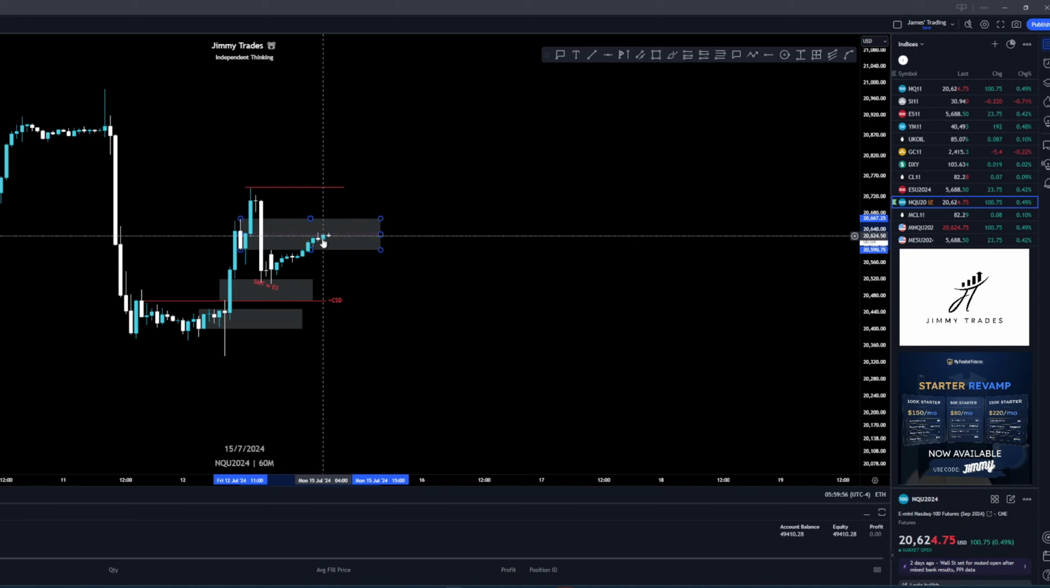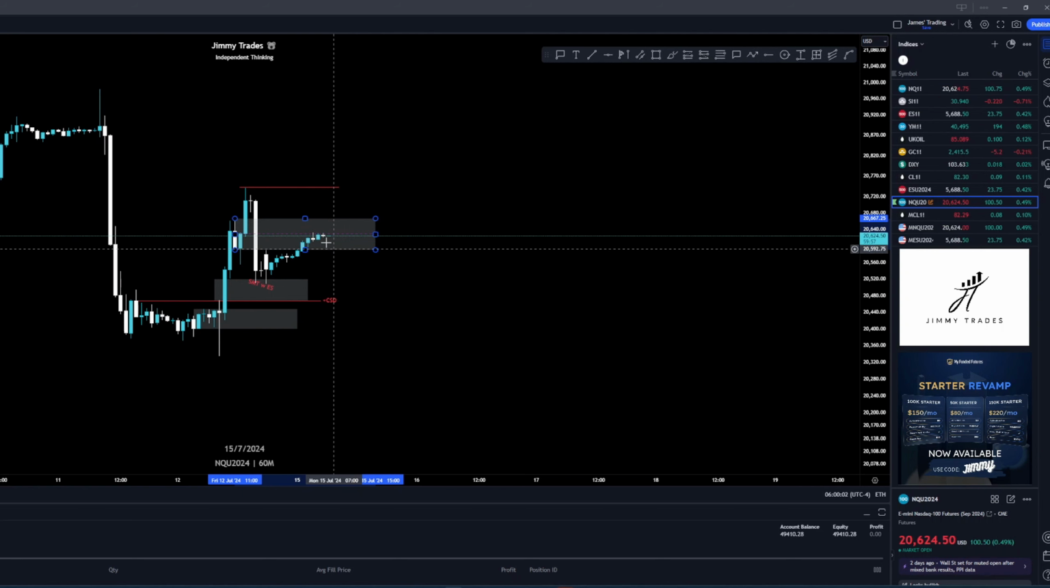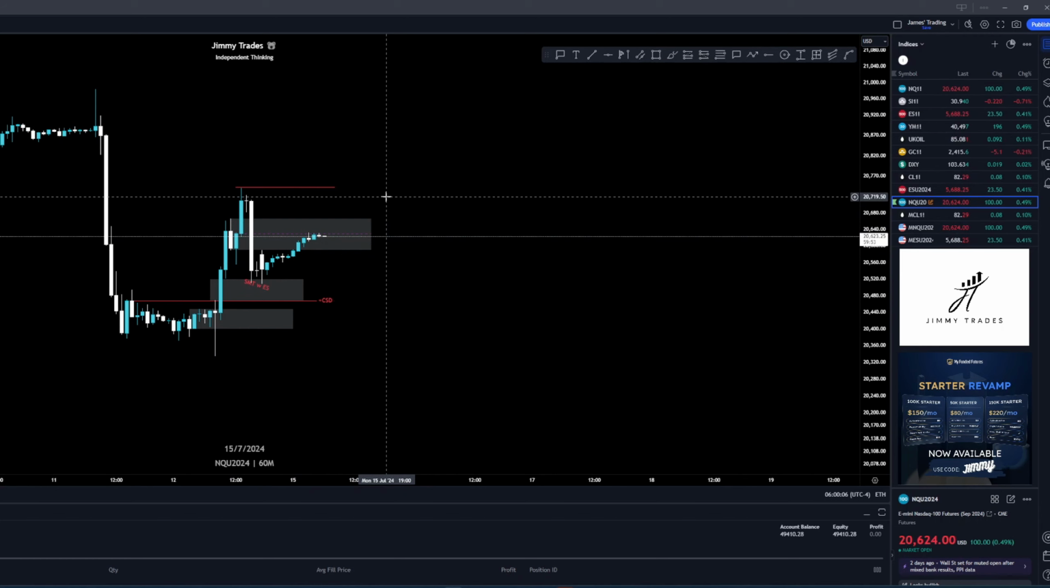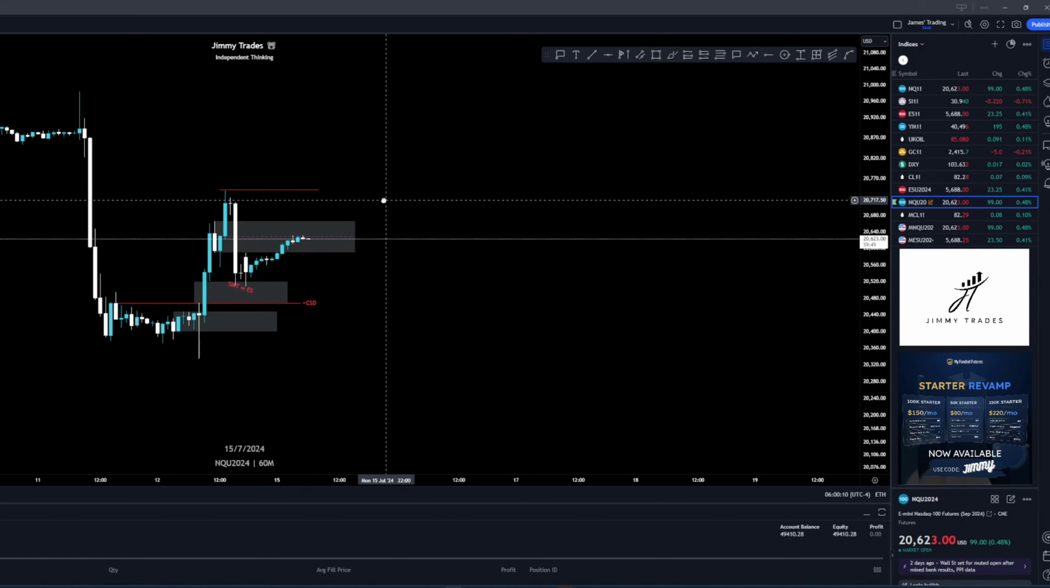So if price can't push through this level and turns around here, then I'll probably sit on my hands today, because that means my bias isn't aligned with my structure, which means no trade. Okay, let's jump over to ES.